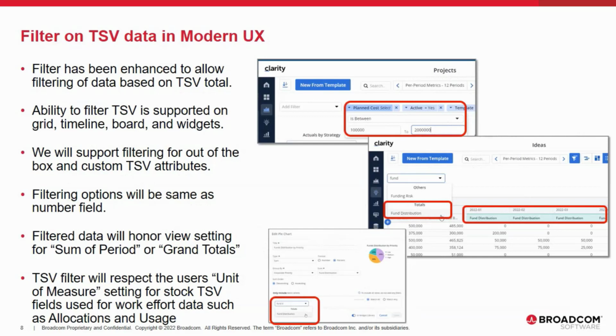If the user changes their settings to days, then the 40 number would not find the value. You would have to search for 5 to get your results. So we will respect whatever is the end user's unit of measure setting.